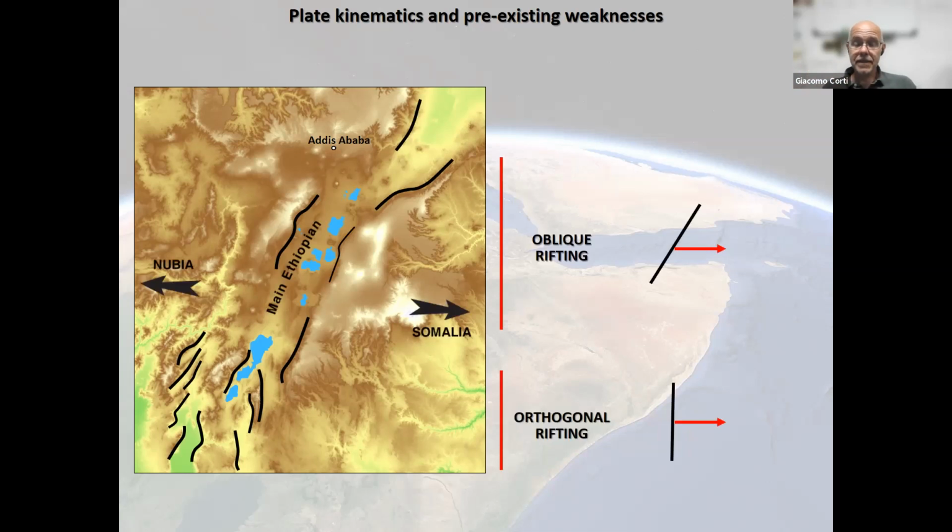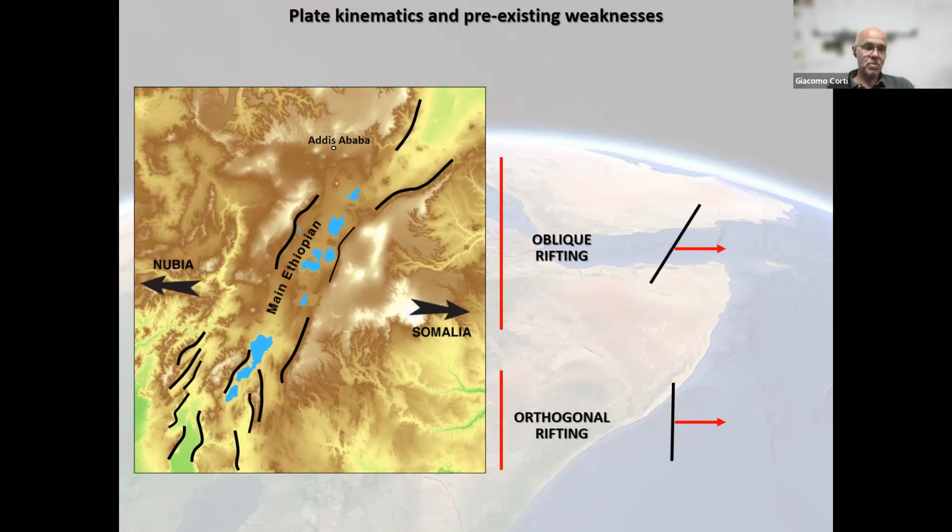And I will show you later that this is very important, because of course you have to consider that the vector of motion between Nubia and Somalia is constant all along the main Ethiopian rift, because the pole of rotation between the plates is far from here, is south of this area, but very far.